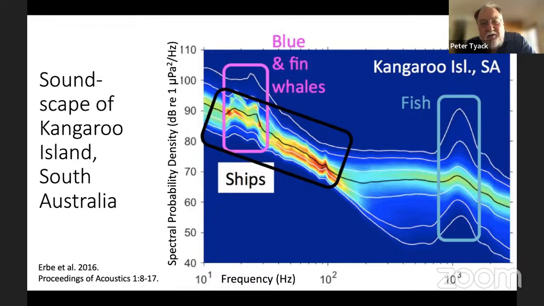And by looking at it carefully, they were able to show that the area in the magenta box is dominated by blue and fin whales. The area in the black box is dominated by shipping, and the part in the blue-green box is dominated by fish. So here we can start to get the soundscape and identify what are the statistics of variation in energy over time, and what are the sources that are causing those.